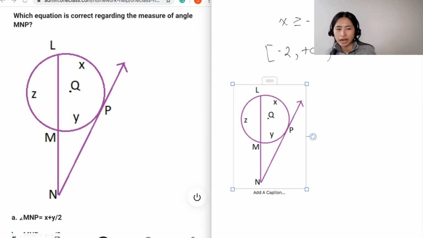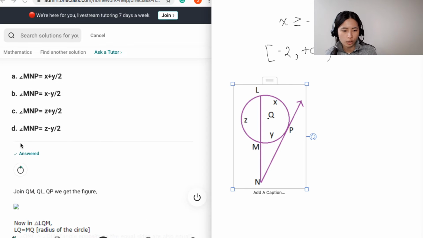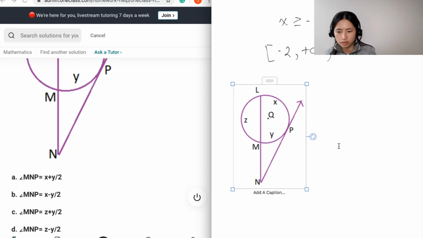And just so you know, they're asking which equation is correct regarding the measure of angle MNP, right? As you can see, they're looking for this angle. And what is the right equation? So you have 4 options, right? A to D. So it's going to be a while just because we're going to prove the triangle, right? Which is LQM. And also we're going to be looking at this trapezoid over here, which is Q, M, and P.